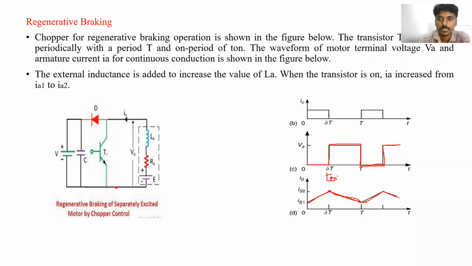This is the T on. T on can also be obtained from the formula delta is equal to T on upon by capital T. So from that equation, T on is equal to delta into T. Also we can write delta T or T on. Clear this point? The output voltage is present from this point to this point.